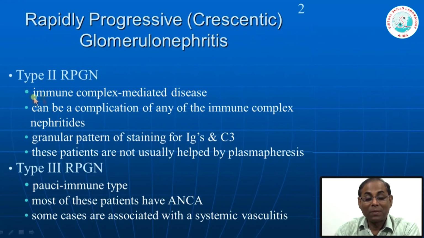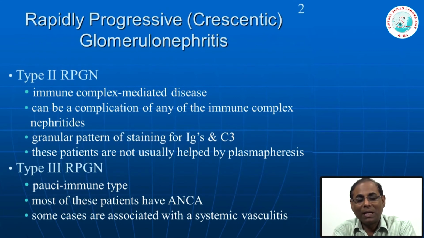And then type 2 rapidly progressive glomerulonephritis: these are immune complex mediated diseases, and can be a complication of immune complex nephritis. If you do immunofluorescence, we get deposition of IgG and C3. Earlier we had a linear deposit, whereas here we get a granular pattern of deposit of IgG and C3. These patients are not usually helped by plasmapheresis. So this is the difference between type 1 and type 2 rapidly progressive or crescentic glomerulonephritis. The term MPGN as synonymous with rapidly progressive crescentic glomerulonephritis is not favored much, but since nephrology and clinical books still say this, for general appreciation I am mentioning it.